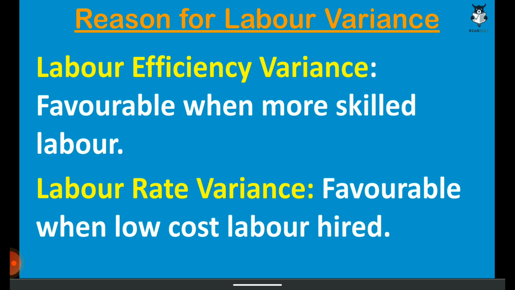The second component of labor variance is labor rate variance. Now, rate variance, as the name suggests, is the difference in the actual and forecasted labor cost because of the wage rate or the labor rate per hour that you had to pay to the labor. For example, if you projected that in order to produce 1 unit of output, you will have to pay wage rate of $1 per hour.